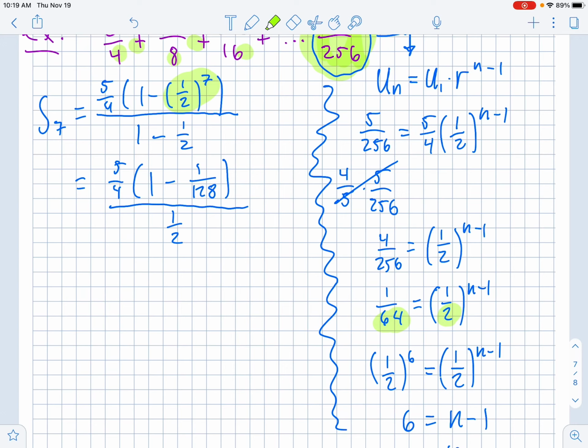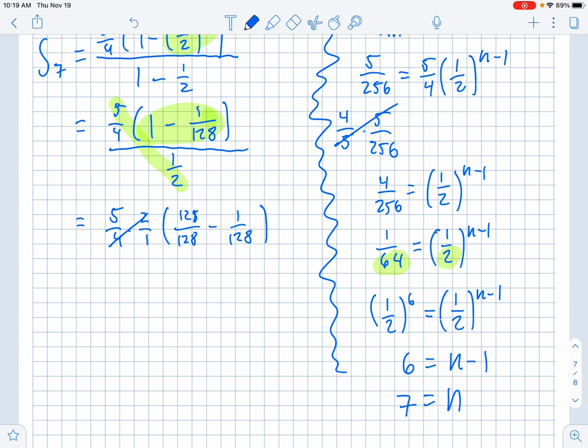Next move, I'm going to do sort of 2 moves at once. I'm going to take 5/4 divided by 1/2, which using the multi-flip means this is 5/4 times 2 over 1. This is times 128 over 128 minus 1 over 128. So the second move I did was a little common denominator inside these parentheses.